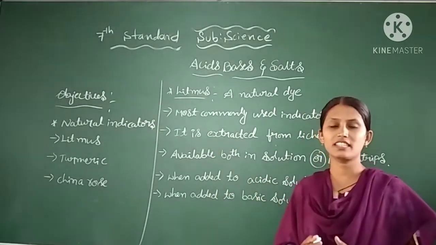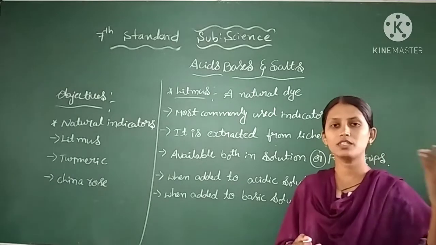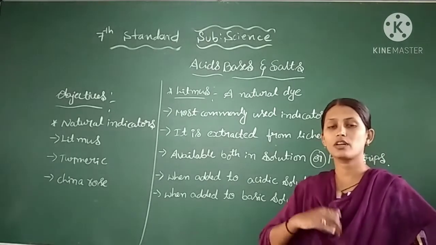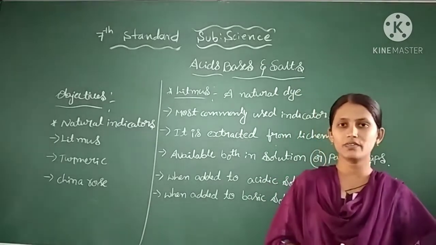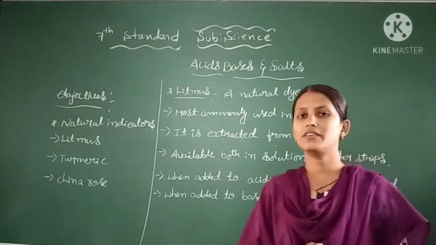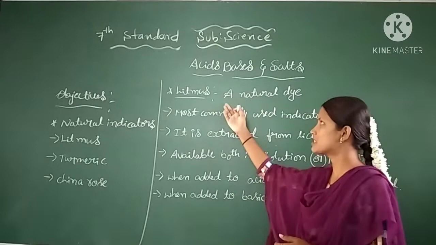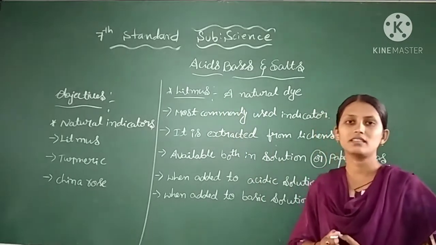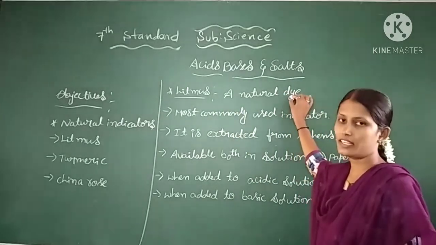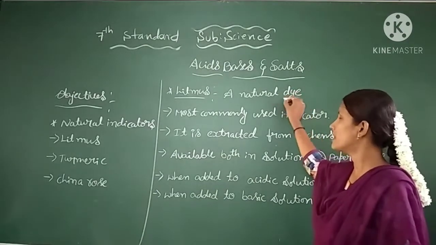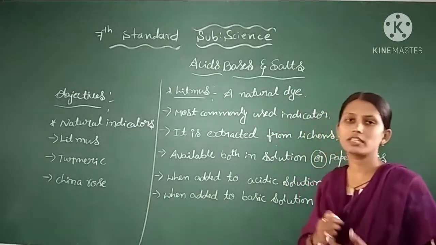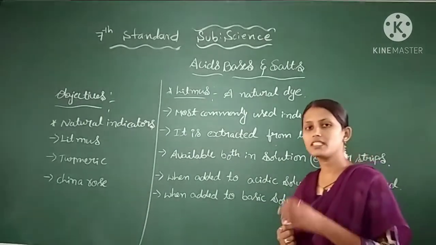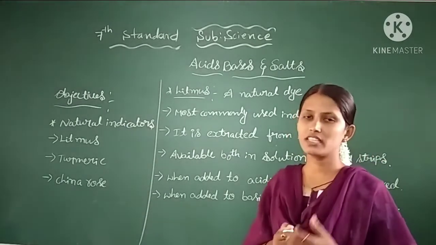What are the characteristics? When litmus is added to an acidic or basic solution, how does it change color? What color does it show? How can we identify them? Let us discuss this today. Litmus is a natural dye, a naturally occurring indicator. Here dye is nothing but color. Litmus is the most commonly used indicator.